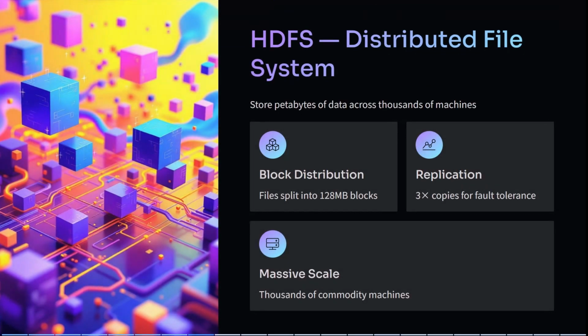HDFS solved the problem of storing massive amounts of data. It splits files into 128 megabyte blocks and stores 3 copies for safety, or we can call it redundancy. It runs on normal, inexpensive machines, making it very cost-effective. This made it easy to store petabytes of data.